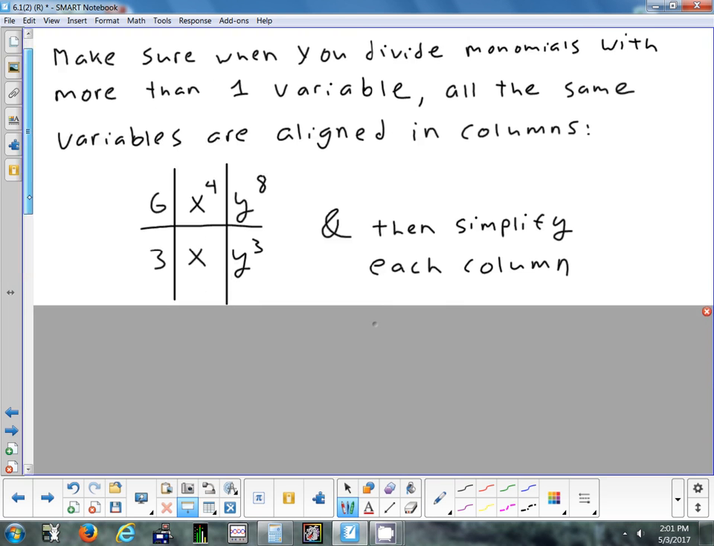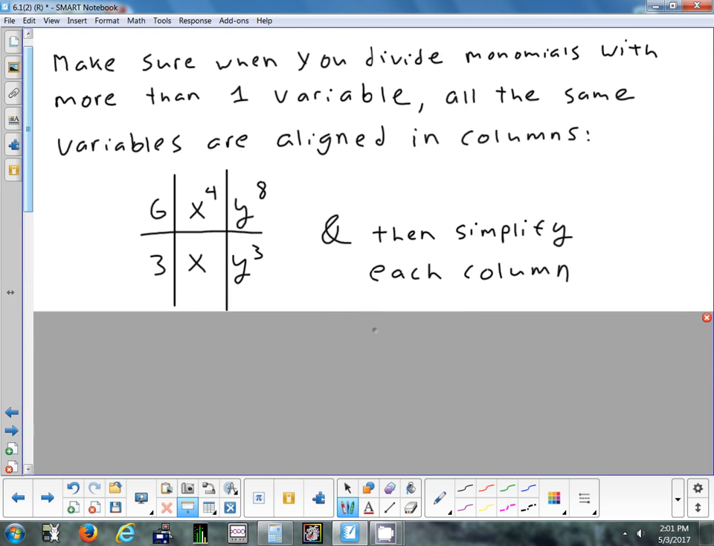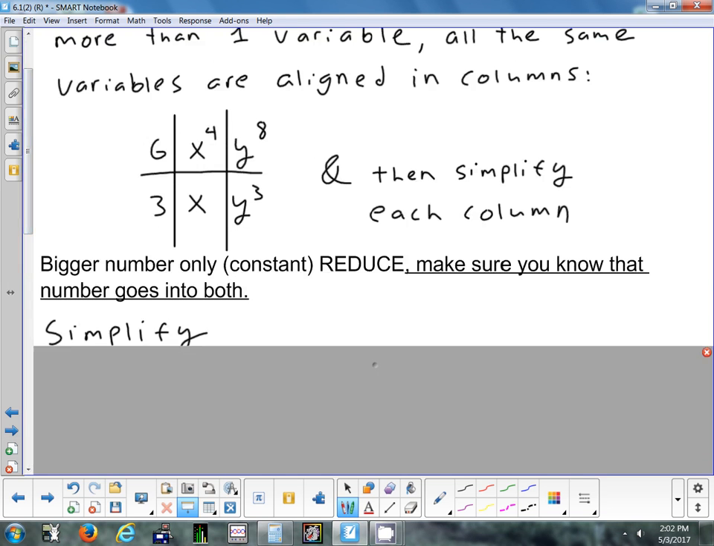Make sure when you divide monomials with more than one variable that they're all lined up. You want to have the numbers over the numbers, and then the same bases over the same bases. Make sure they're lined up. It's going to make your life a lot easier when you're doing them. Then we'll just simplify in each column.